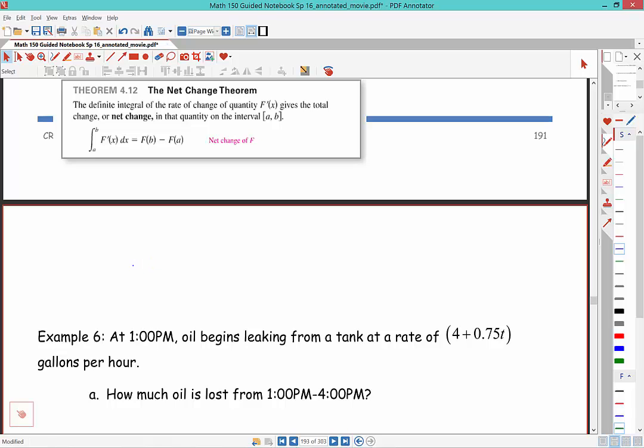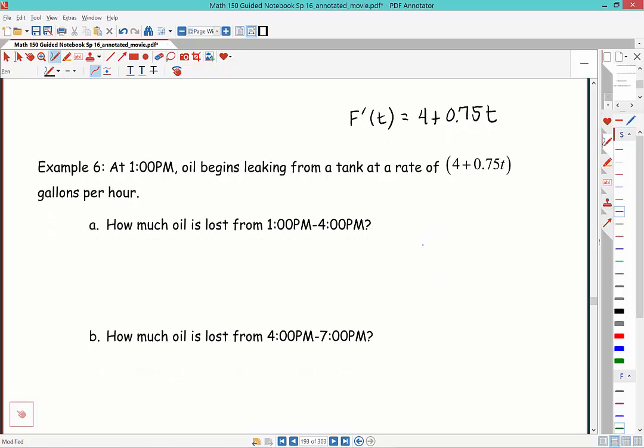Capital F prime of t, rather, in this case, will be equal to 4 plus 0.75t. And a, in this first problem, is going to be 1, and our b will be 4. So here we go. How much oil is lost? Well, this would be the integral from 1 to 4 of 4 plus 0.75t with respect to t.